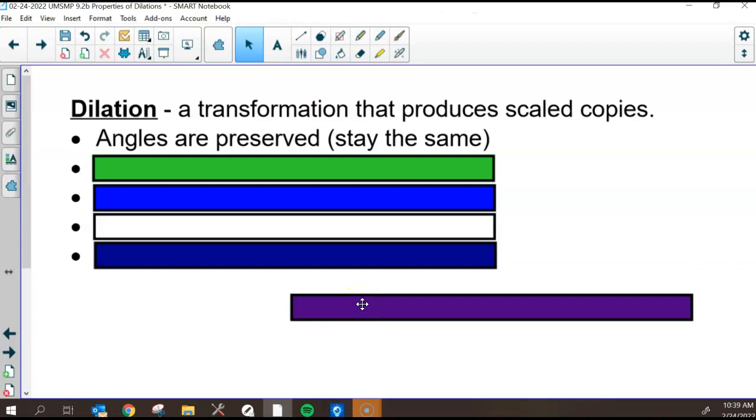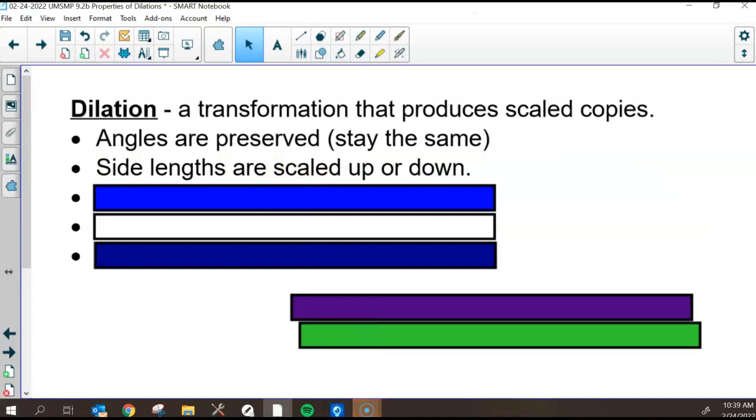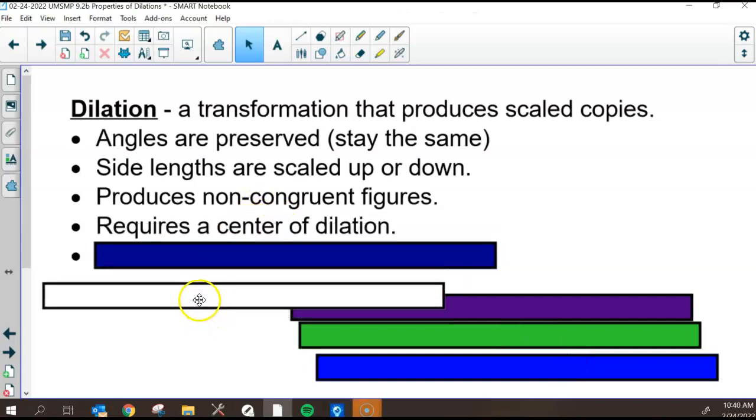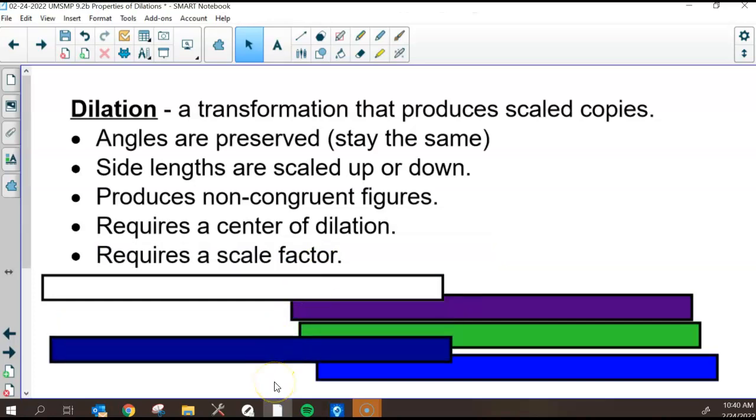What else do you know? Let's go, Hayden. Say that one more time. Yeah, side lengths are going to be scaled up or down according to our scale factor. Jamie. They produce non-congruent figures. Because if they're changing size, then they're not going to be congruent. Charlie. Requires a center of dilation and requires a scale factor. So all of those things are going to be necessary for what we're going to be practicing now.